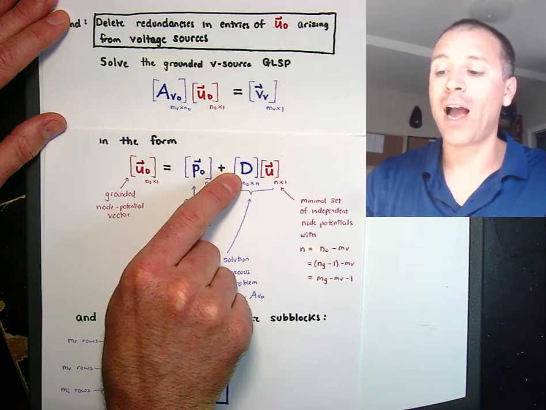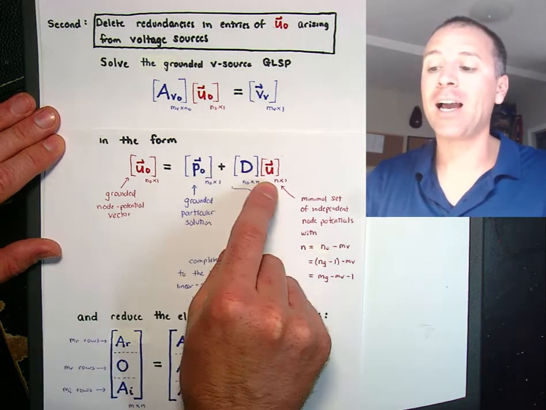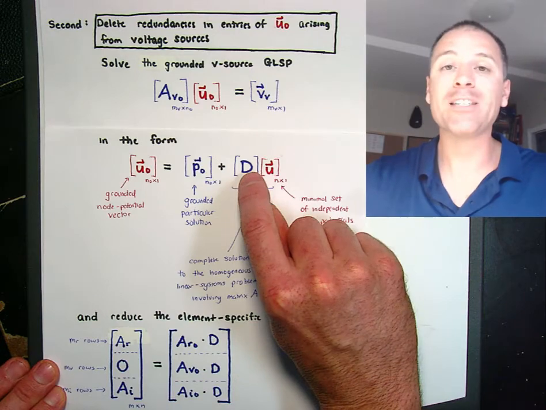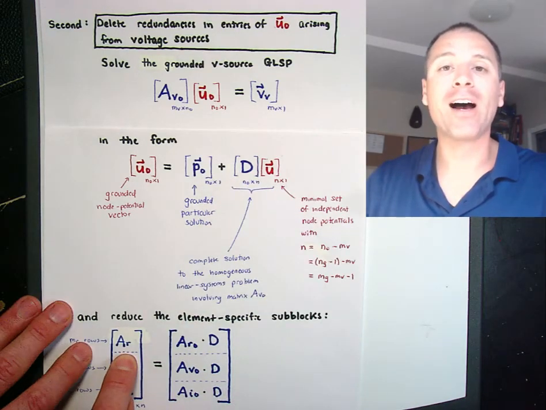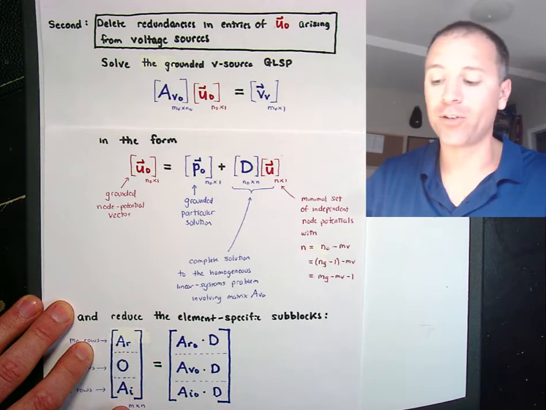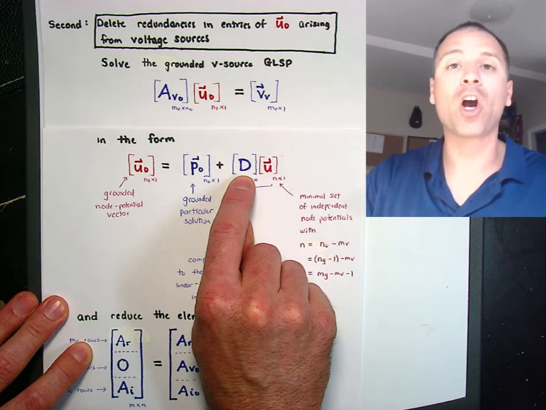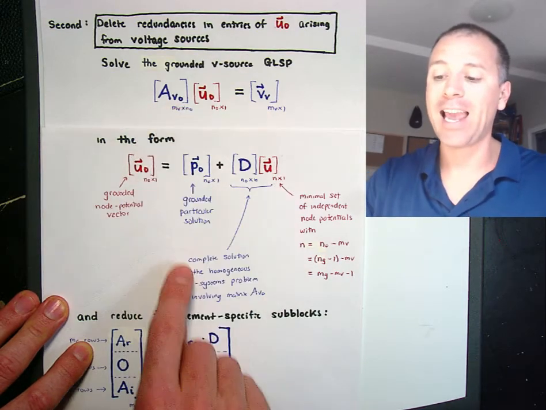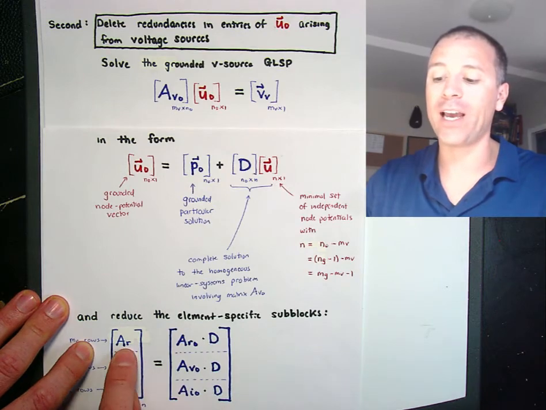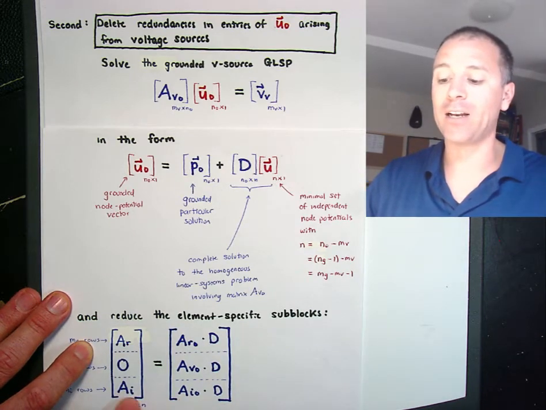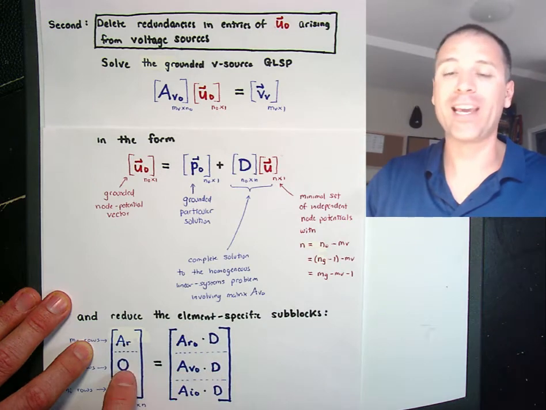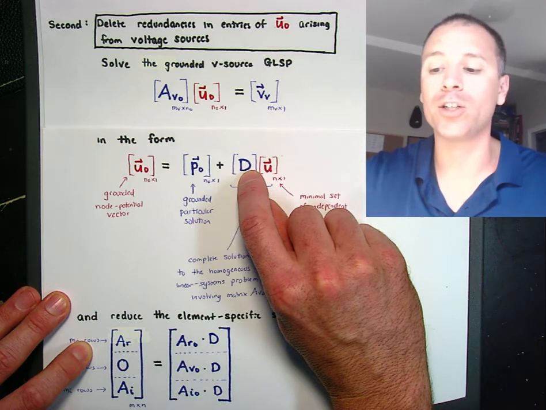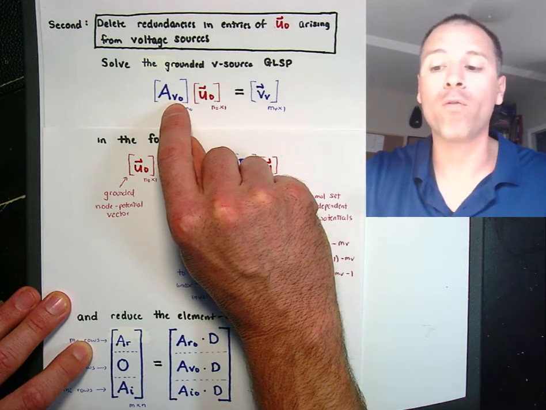That is our grounded deactivation matrix D times the minimal set of independent node potential vectors. We can then use this matrix D to simplify and fully deactivate the incidence matrices. That thing has the property that the columns of D form a basis for the null space of A sub V naught. And when we multiply D times A sub R naught, we get A sub R. D times A sub I naught, we get A sub I. D times A sub V naught, we get 0. In other words, the columns of D are linearly independent solutions to the homogeneous linear system problem involving the matrix A sub V naught.